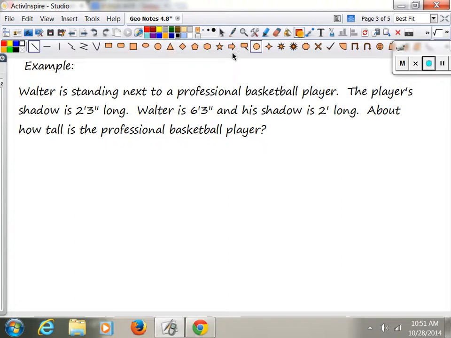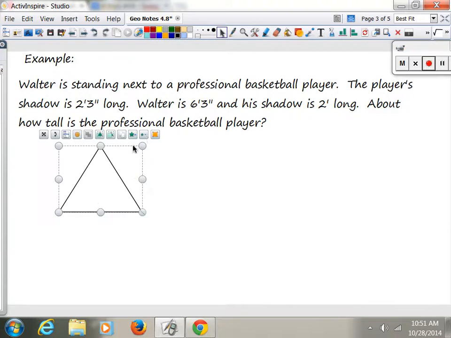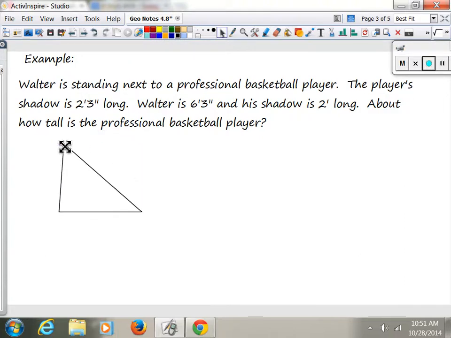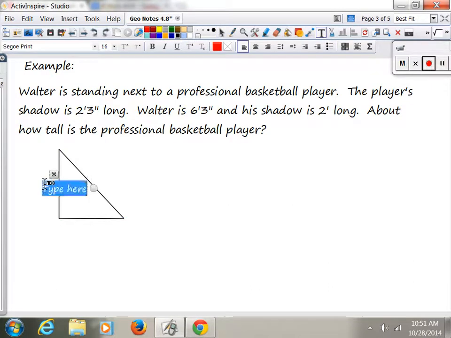So we've got a picture that looks something like this. Let me make a triangle and I'll kind of show you what we've got here. It's a right triangle. It's actually not that long of a shadow. So the basketball player, we don't know his height. But we do know that his shadow is 2 feet 3 inches.